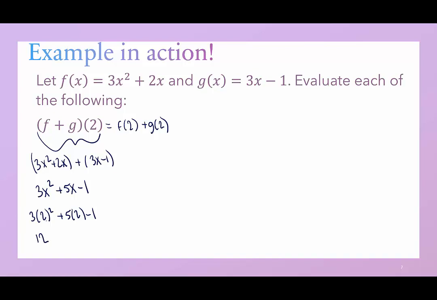That's 12, right? 2 squared is 4, and 4 times 3 is 12, plus 10 minus 1. This is 22 minus 1. Here I get a result of 21. Let's compute them separately now.